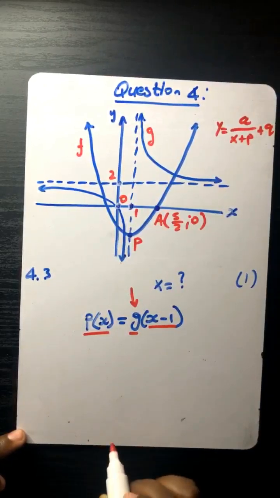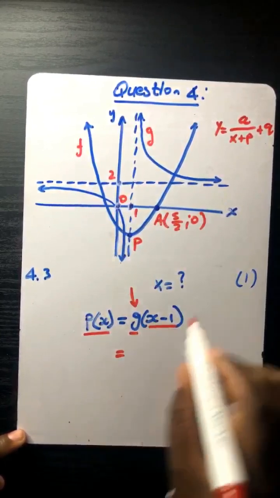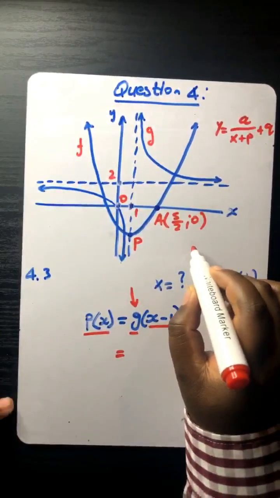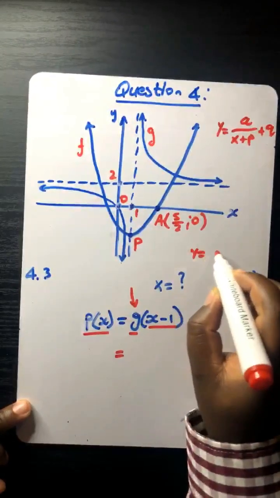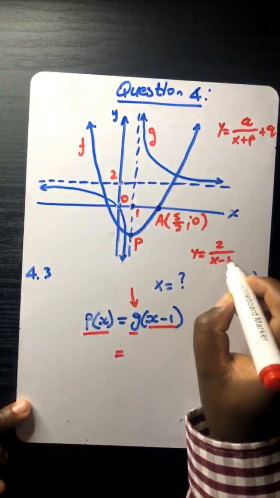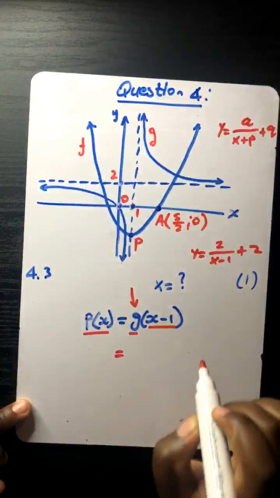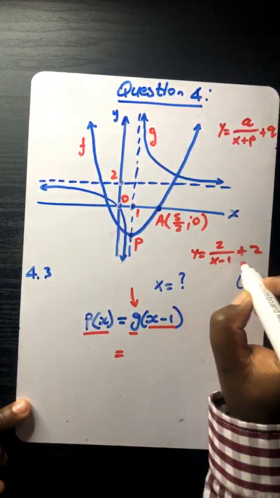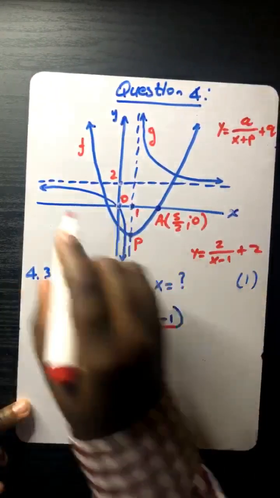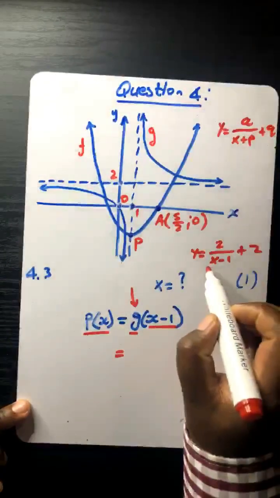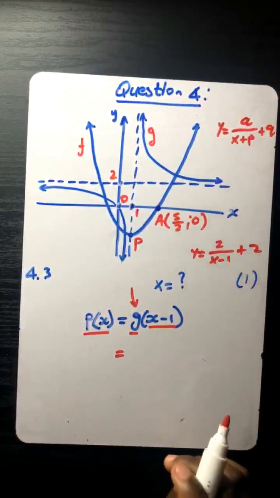Meaning, this is what one would do. What is the equation of G? Let me see. We got that equation. It's actually given as y equals 2 over x minus 1 plus 2. And you do know very well that this part of that equation gives us the horizontal asymptote, which is that one. This is the part where we get the vertical asymptote.